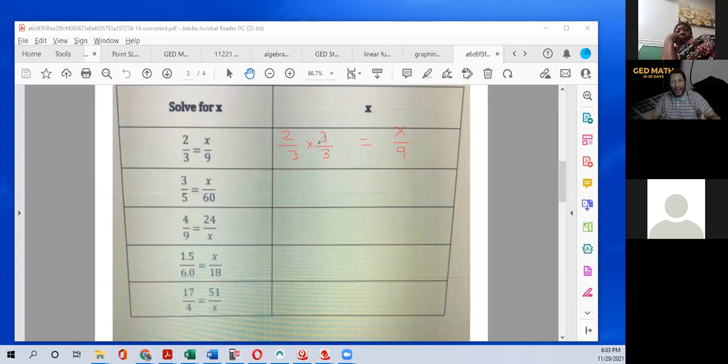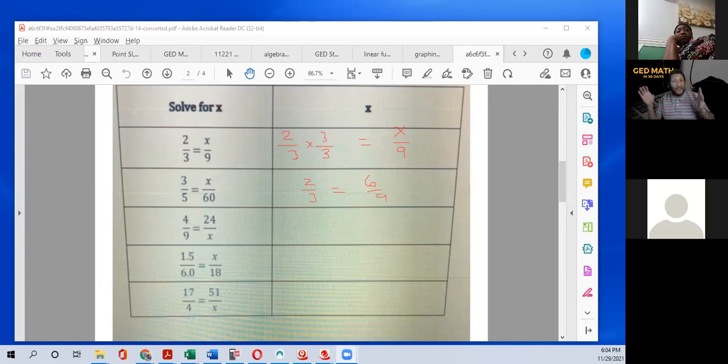Now I want to explain to you why. What whole number does 3 over 3 reduce to? 1. What's anything times 1? Itself. This is why they say whatever you do to the bottom, you do to the top. So if we multiply 2 times 3, that's 6. So 2/3 is equal to 6/9, because 2 times 3 is 6 and 3 times 3 is 9. That's how you do it using equivalent fractions.